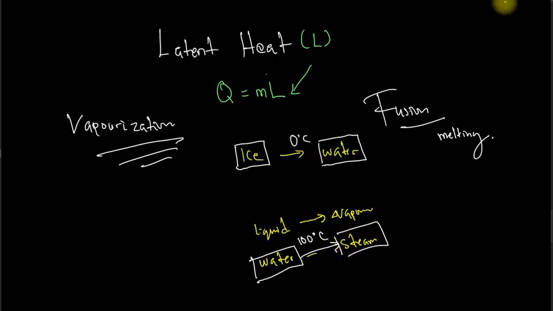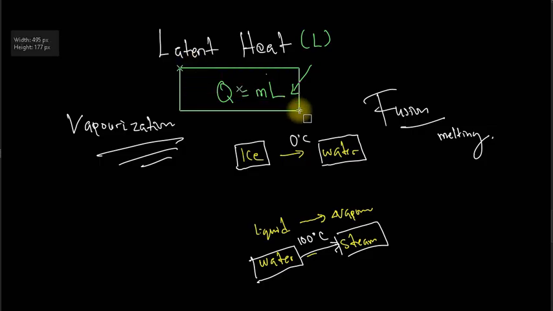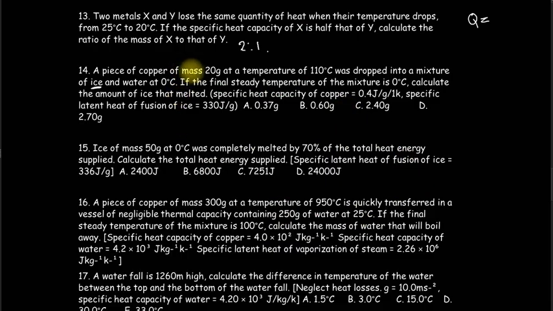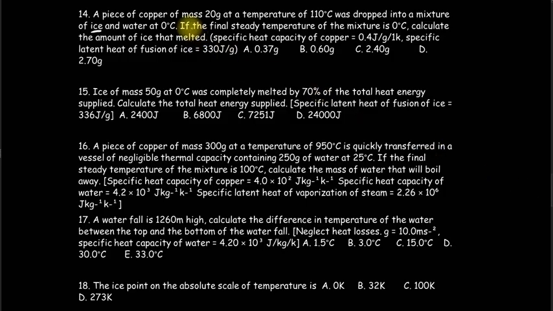And it occurs at the same temperature. So I've emphasized that what you need to note is what? Formula. Q equals ml. So let's use that to solve. Okay, so question number 14 says a piece of copper of mass 20 grams at temperature.